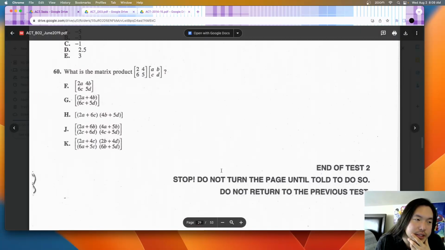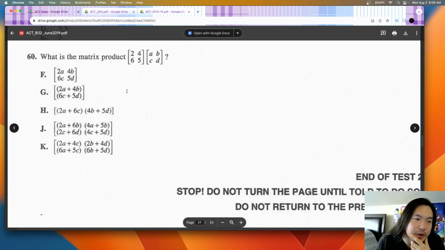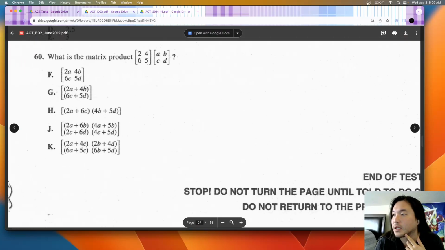So here we have question 60 from the 2019 test. They ask you to multiply these two matrices, and multiplying matrices is actually hard. Let me show you the pattern, right? If you just know the pattern, this one becomes pretty straightforward. So this is how I think about it: you go across on the first matrix, and then you go down in the second matrix. So here the first number is going to be 2 times A plus 4 times C.